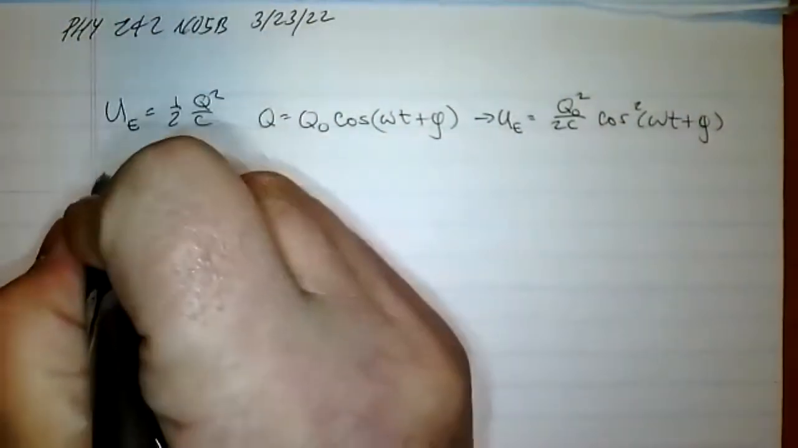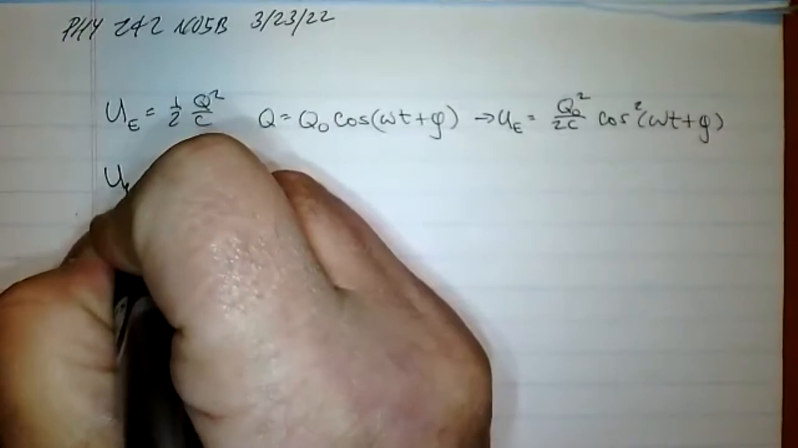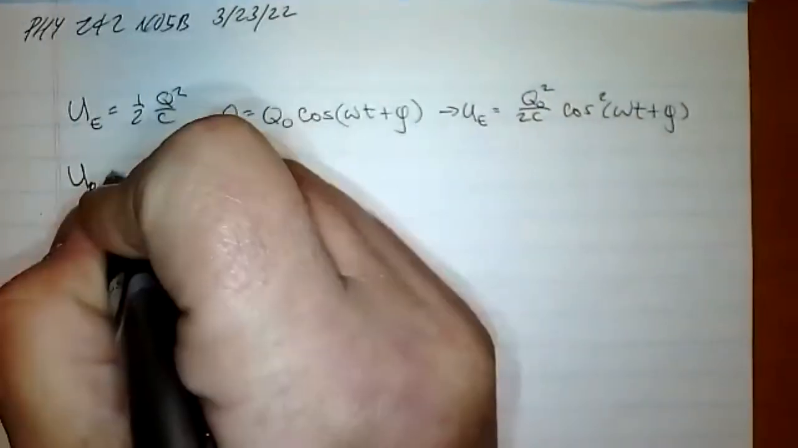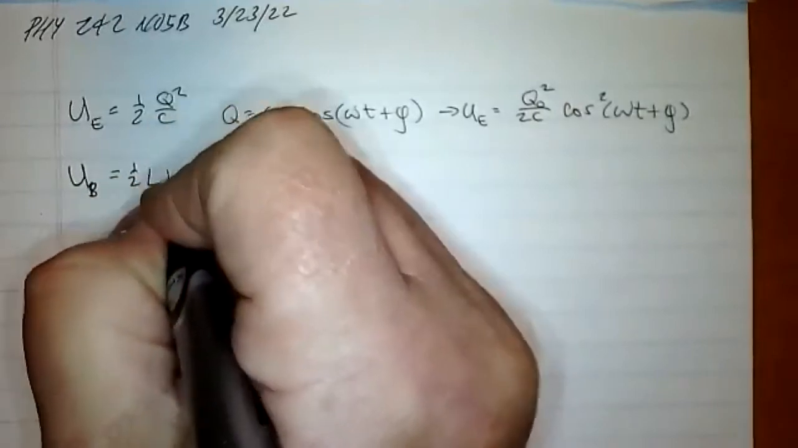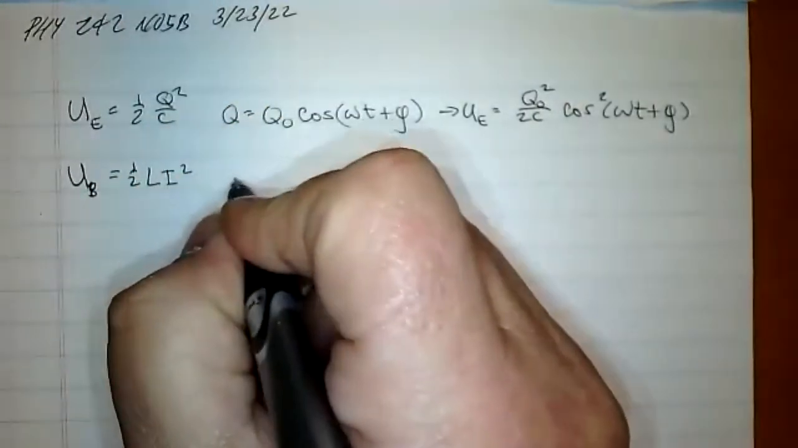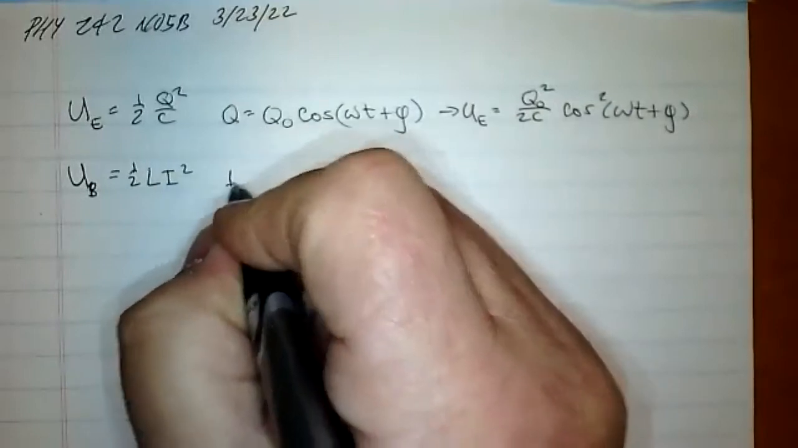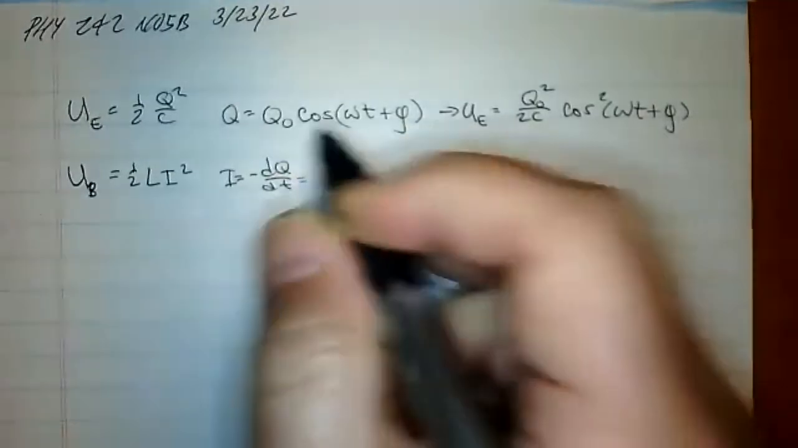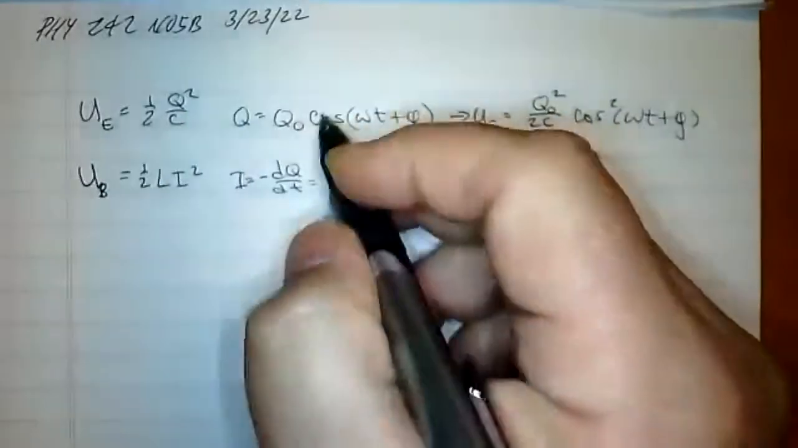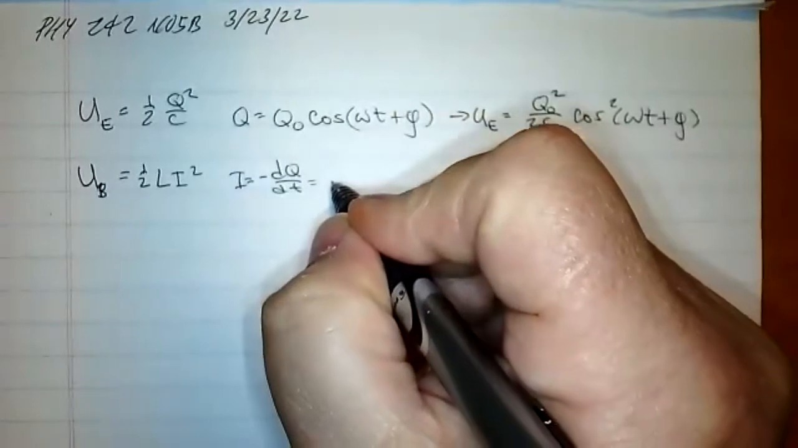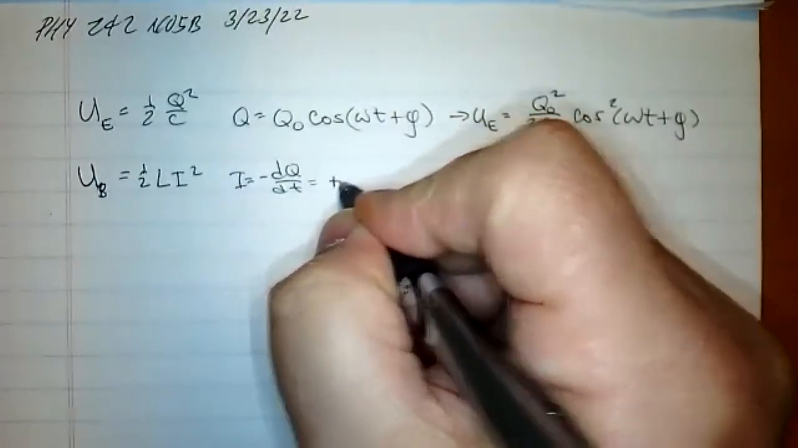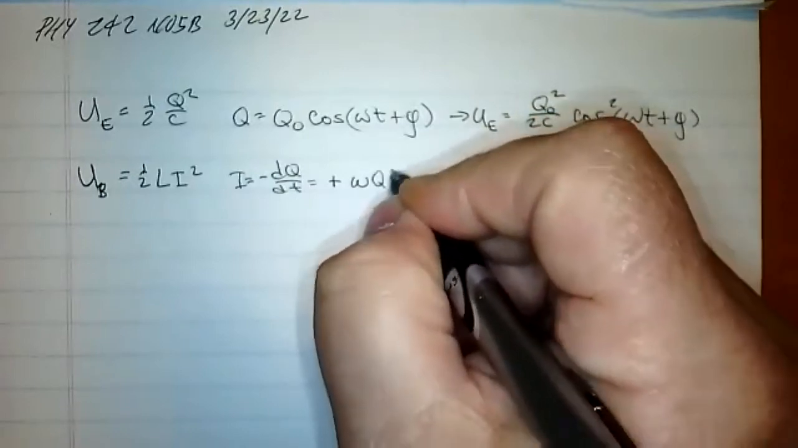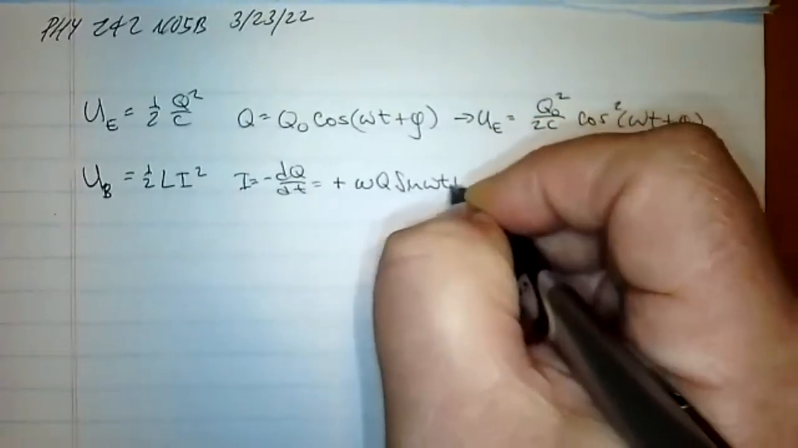Okay. Now the energy stored in the magnetic field at any point in time, notice this is a function of time, is given by 1/2 L i squared. And in this case, i is equal to negative dQ/dt. If we take the derivative, the derivative of cosine is negative sine, but putting a negative in front of it makes it positive. So it'll be positive omega Q0 sine(omega t plus phi).